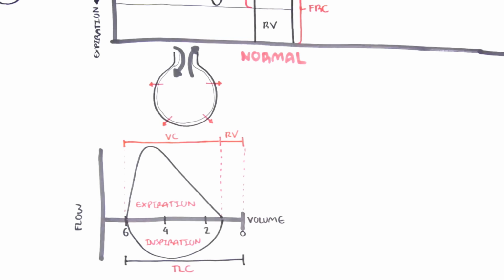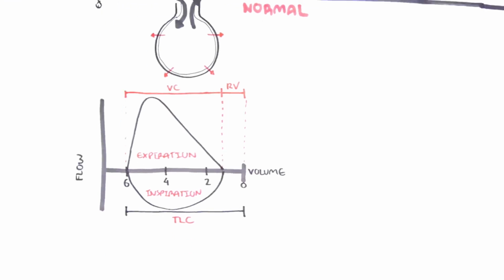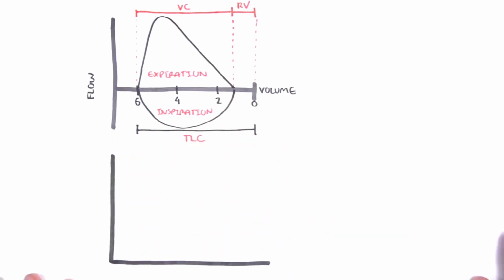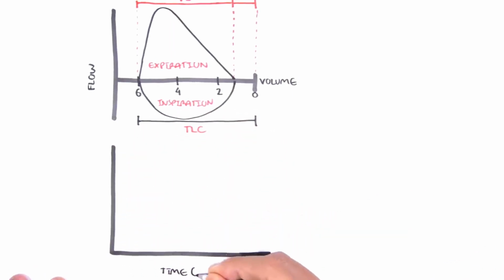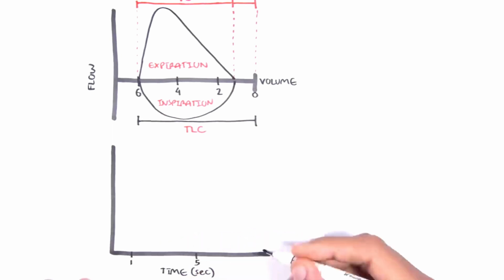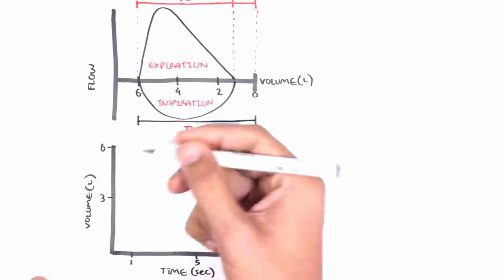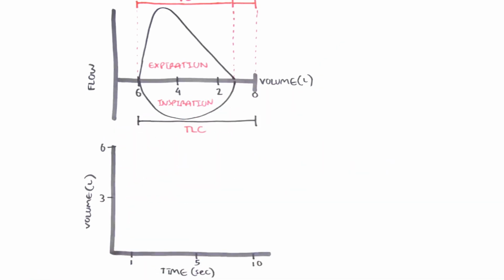We can look at the forced vital capacity on a different graph by also introducing time. When we introduce time, we can calculate another component. Here we are looking at time on the x-axis in seconds, 1, 2, 3, 4, 5, 6, 7, 8, 9, 10. And then on the y-axis is the volume of air in the lungs in liters, so 3 liters here and 6 liters. Remember, 6 liters is the total lung capacity in an adult male.